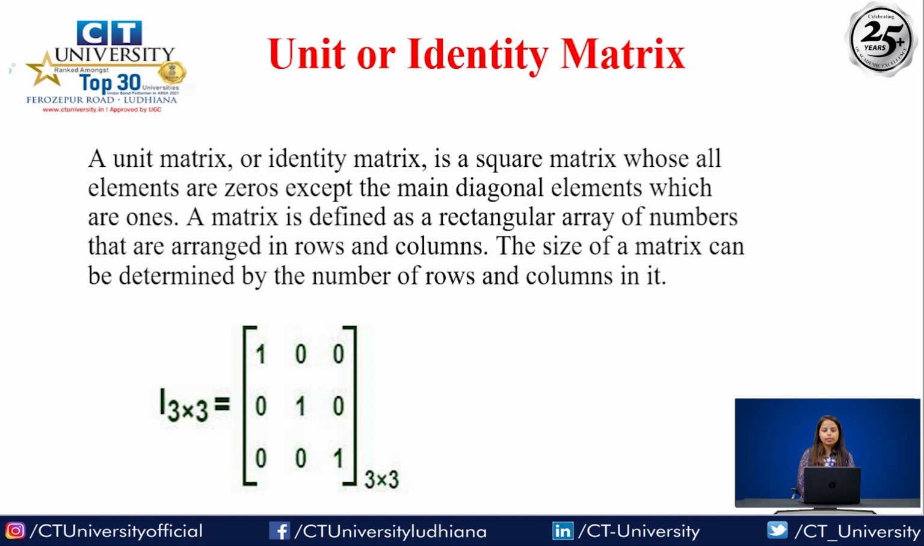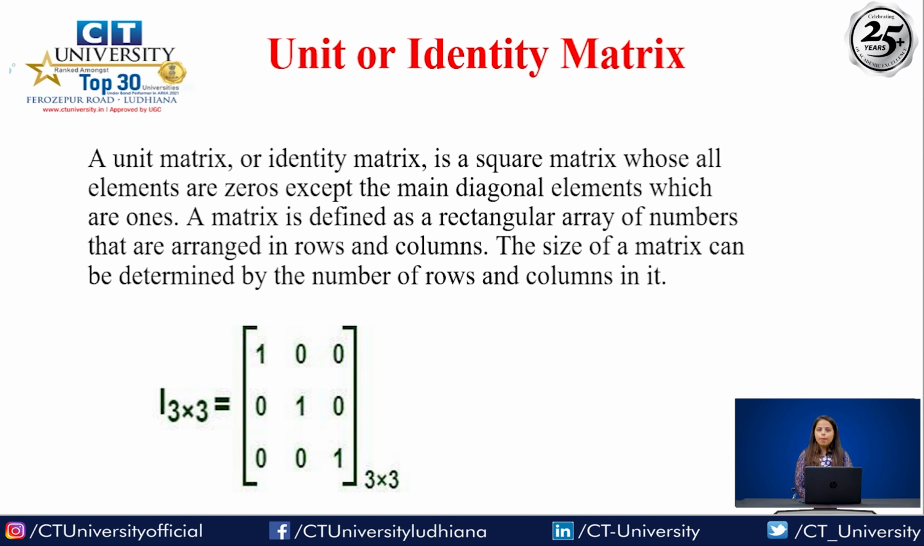And your next type is the unit or identity matrix. So what is a unit matrix? As the name suggests, what is unit? Unit means 1. So a unit matrix or identity matrix is a square matrix whose elements are all 0 except the main diagonal elements, which are 1. It means that the diagonal entries must be 1 and all the other entries will be 0. This is known as the unit matrix.